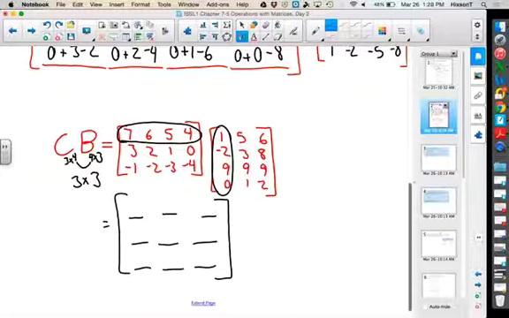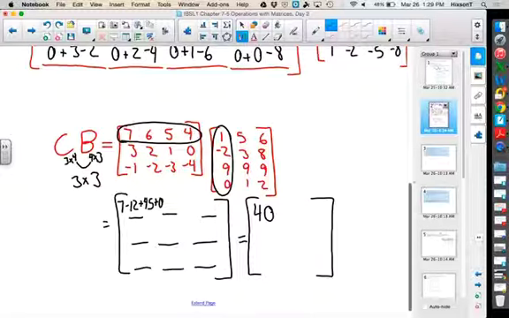Alright, so we do 7 times 1 is 7. 6 times negative 2 is minus 12. 5 times 9 is 45. And 4 times 0 is 0. So 7 minus 12 is negative 5, plus 45 is 40. That's going to be the first element. And you use the same process here.